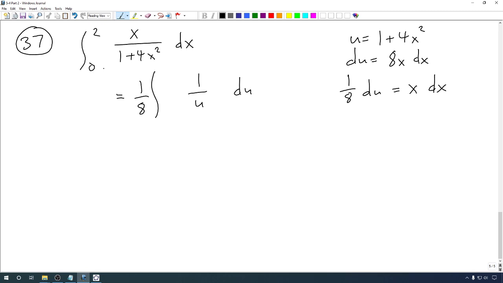Our limits we're going to have to change as well. We need limits in terms of u instead of in terms of x. So when x is equal to 0, what is u equal to? We just plug 0 in here. U equals 1 plus 0, or just u equals 1. When x equals 2, we plug that in here. We have 1 plus 4 times 2 squared. 2 squared is 4. 4 times 4 is 16. Plus 1 gives us 17.